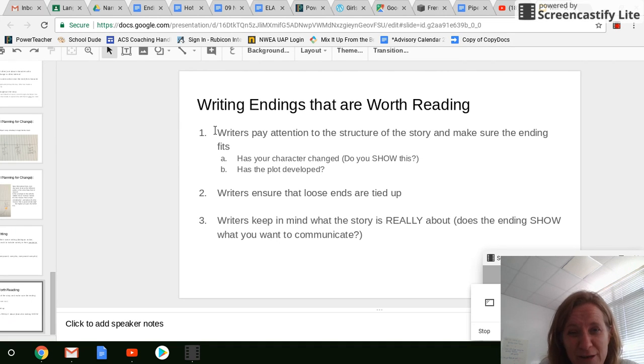And secondly, has the plot developed? Like, has something actually happened? If not, might not be the most interesting story. Secondly, writers ensure that loose ends are tied up. You know, if something came up earlier on, you want to make sure that finishes. Like, don't leave your readers hanging. That's not a lot of fun.